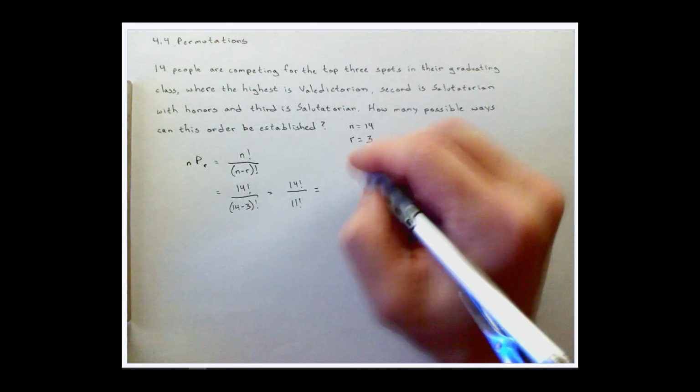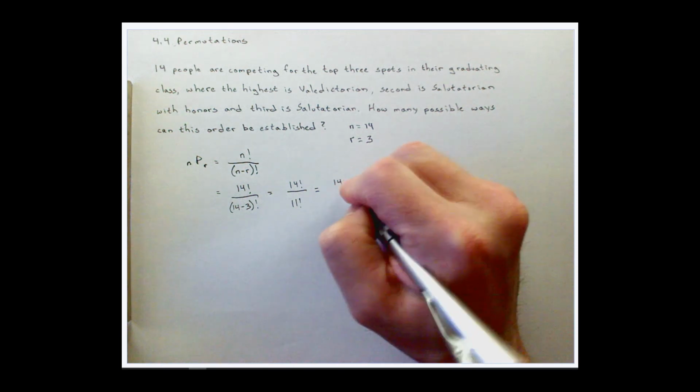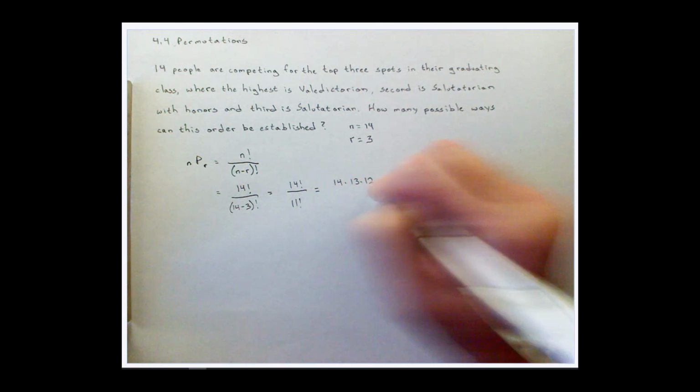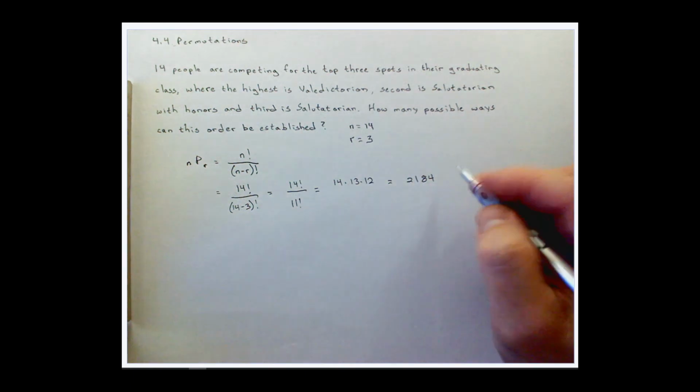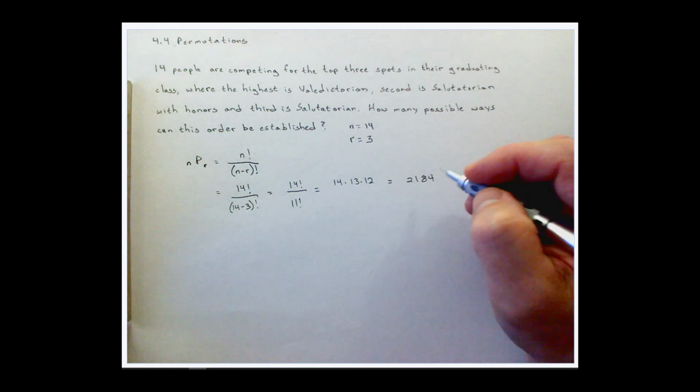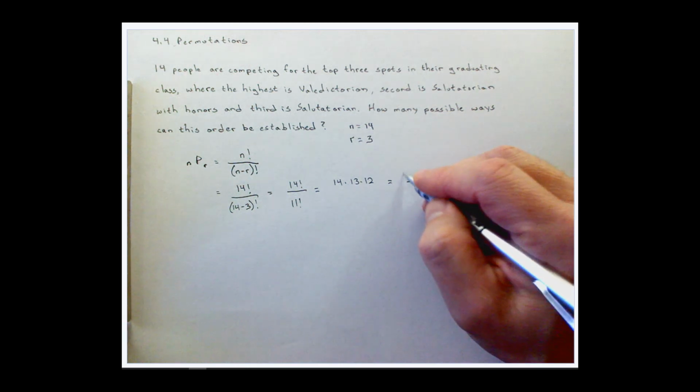Again, I can cancel out. What I'll be left with is 14 times 13 times 12. That gives me 2,184 different possible permutations. These are my outcomes.